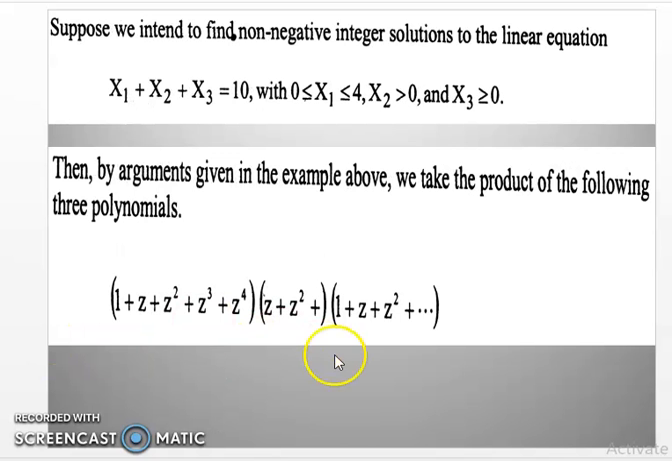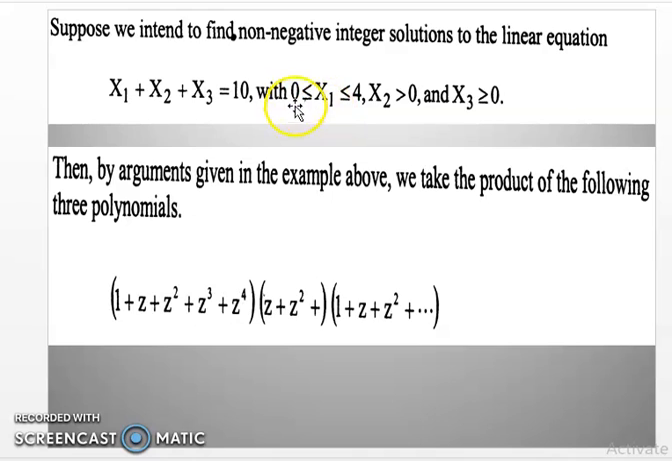Similarly, we see the next example: x1 + x2 + x3 = 10 is a given linear equation, and we have to find the non-negative integer solutions for this equation. The x1 value is from 0 to 4, the x2 value is greater than 0, and the x3 value is greater than or equal to 0. So by using the polynomial function, we can calculate for the x1 variable.